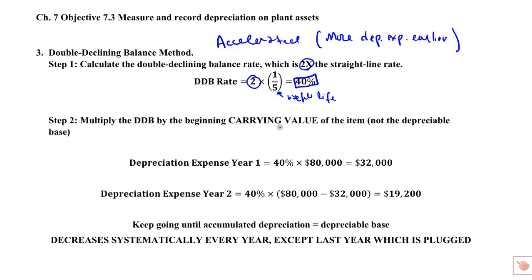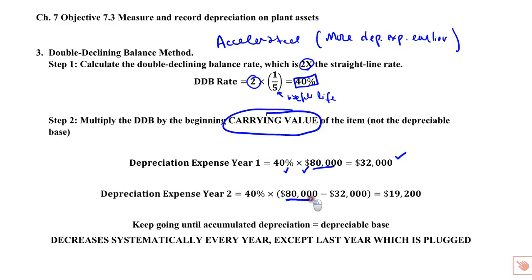The big trick is you may get used to the depreciable cost with straight line, but in double declining balance method, you use the beginning of period carrying value. So we're using the 80, not the depreciable cost. So 40% times 80 is 32,000. Now in the second year, what happens?